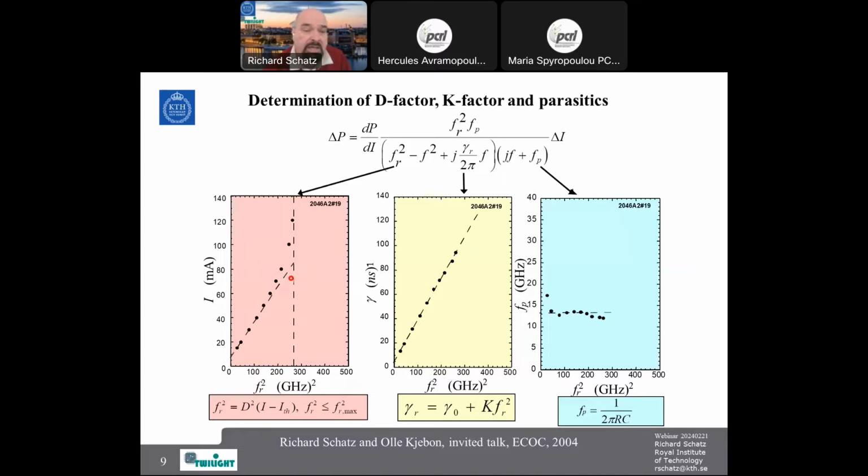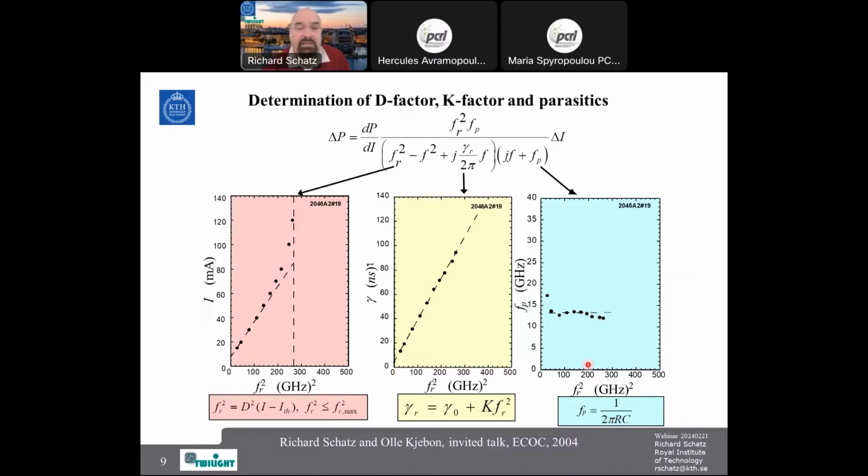You can also see where thermal effects make the resonance frequency saturate. That is the maximum resonance frequency you can get. Here you can extract the K factor in the same way, and also the damping at very low currents. And here you can extract the parasitic roll-off. Normally this is quite constant, especially if it's contact parasitics. If it's transport parasitics, you will see more variation with bias here.